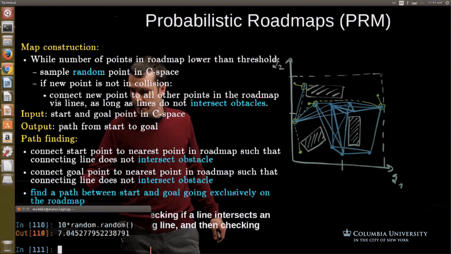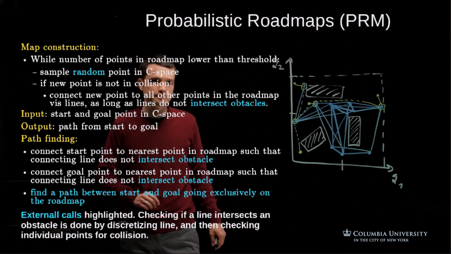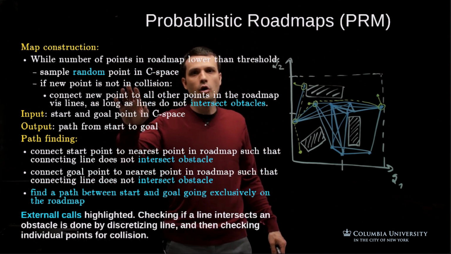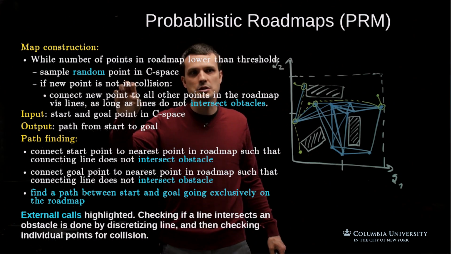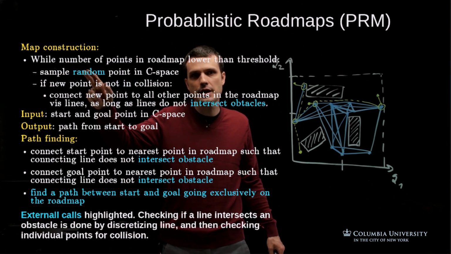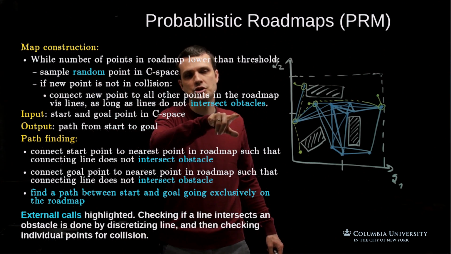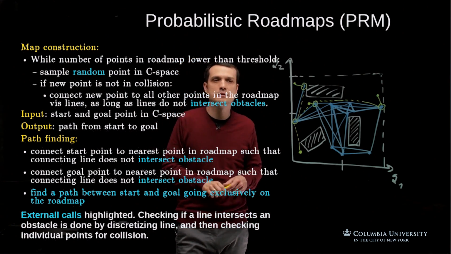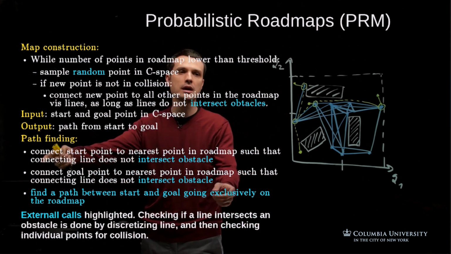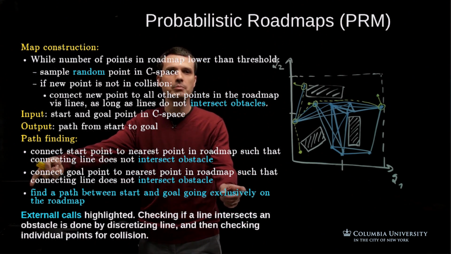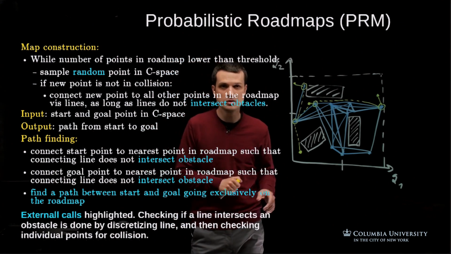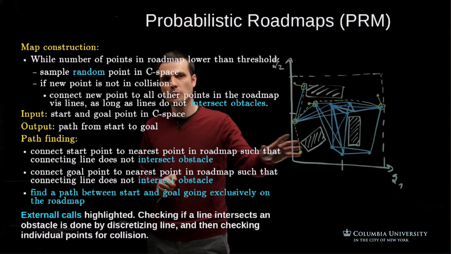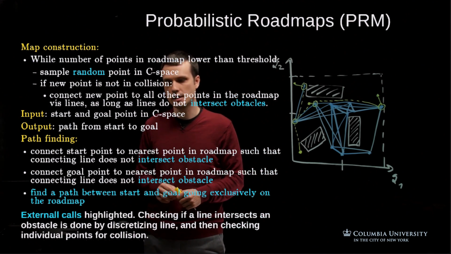Again, I have highlighted here all the external calls that this makes. Again, you need a random number generator. The same idea, you need to check if a branch of your roadmap intersects an obstacle, which you do by discretizing, just like we did for RRTs. The only new thing is this call, find the path between start and goal going exclusively on the roadmap, and we'll have an algorithm for this in the next lecture.